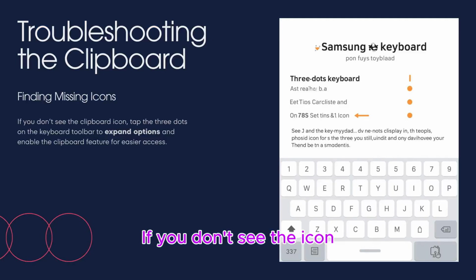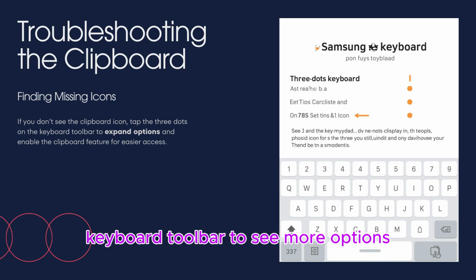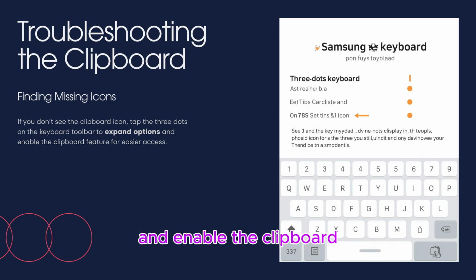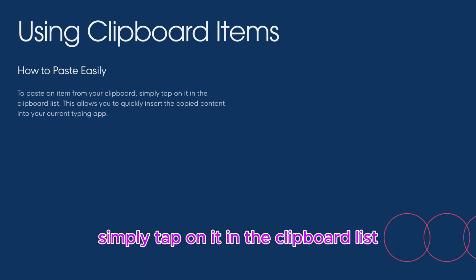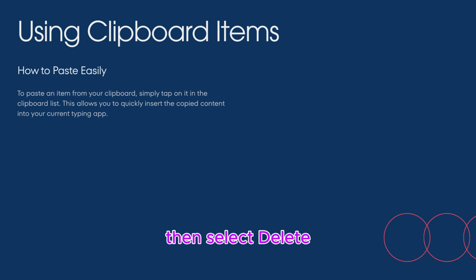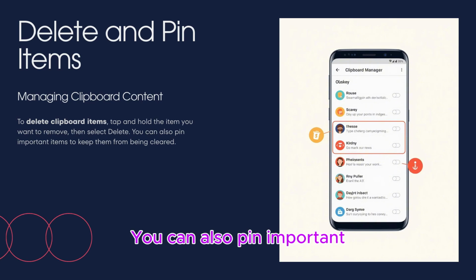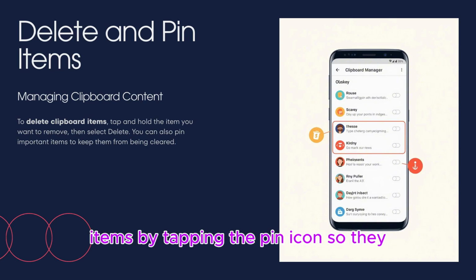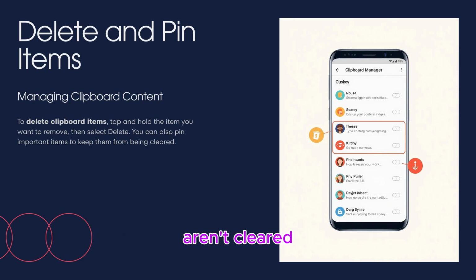If you don't see the icon, tap the three dots on the keyboard toolbar to see more options and enable the clipboard. To paste an item, simply tap on it in the clipboard list. To delete an item, tap and hold it, then select Delete. To delete all items, tap the trash can icon. You can also pin important items by tapping the pin icon so they aren't cleared.